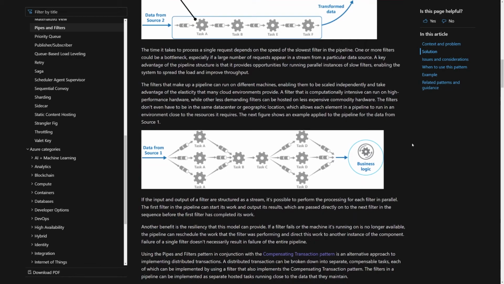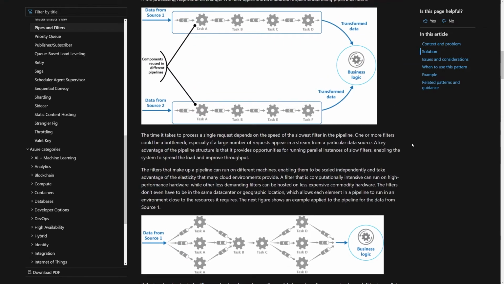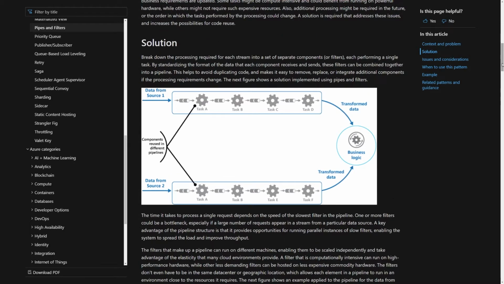And just for the benefit of our radio listeners, the diagram here, the top one, we will just take one leg of this. So we have a pipeline with an arrow saying data from source 1 coming in, and then we've got a pipe going through task A and a line to task B and an arrow to task C and an arrow to task D, and then an arrow outbound saying we've transformed our data, and it goes into some kind of logic, so we get an output.